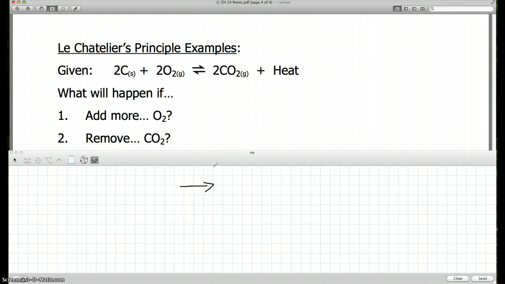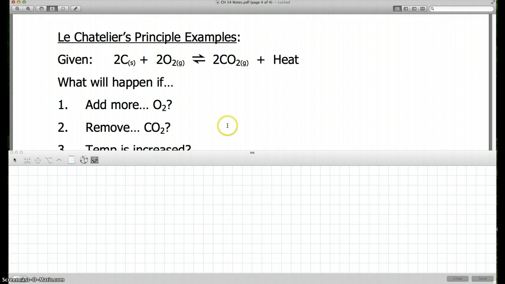Another way to think of it is if you take something away, it shifts towards it. So basically my answer for number 2 is just an arrow pointing to the right. That's all you have to do for the answers. It's going to shift right, it's going to shift to the products, or just an arrow to the right, away from the reactants.